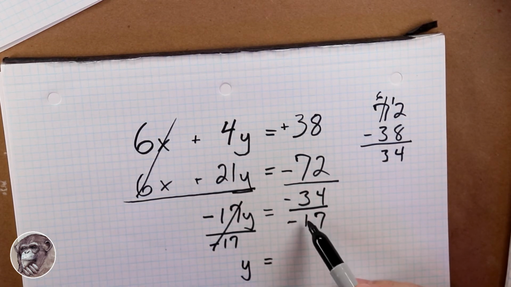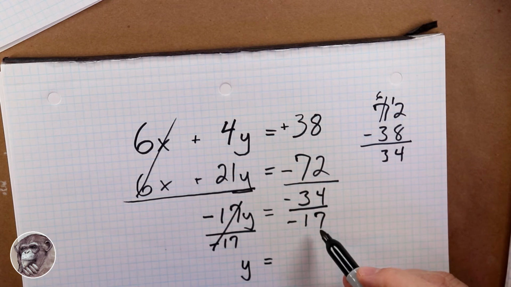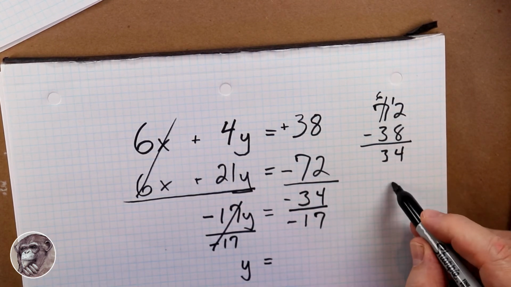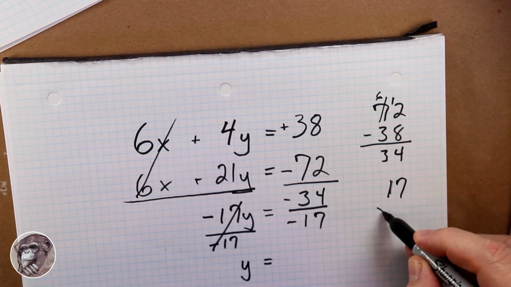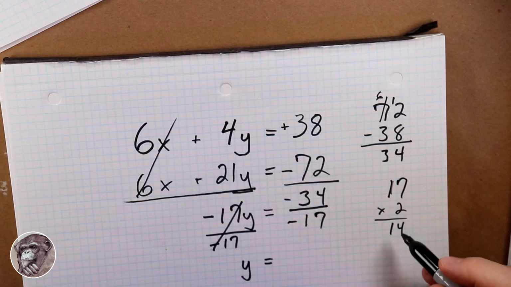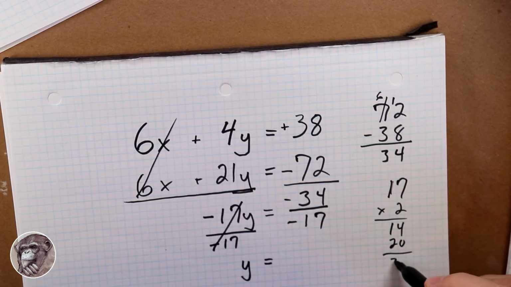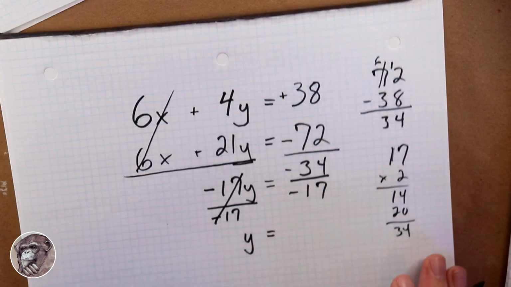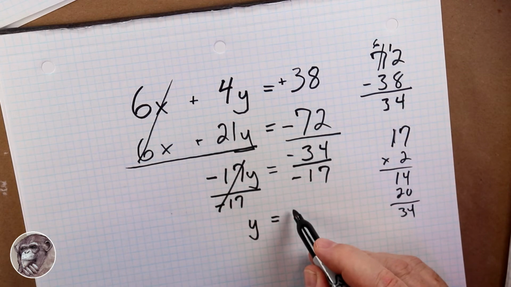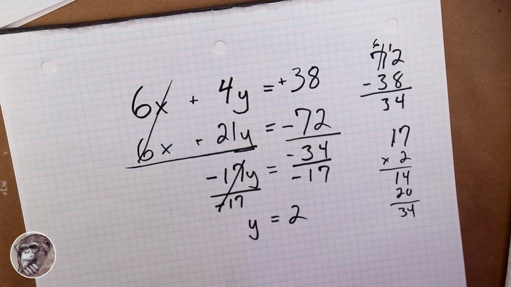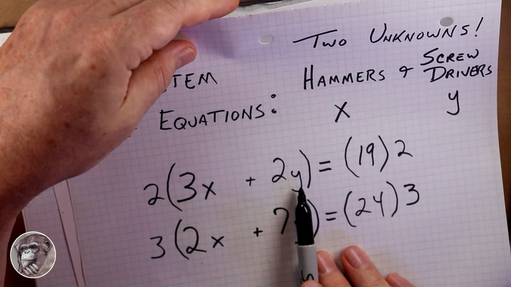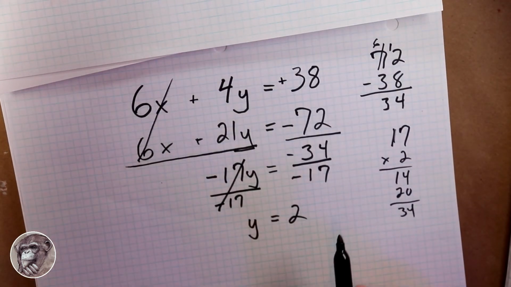Now again, this is going to be a positive, and I know that 17 goes into 34 twice, but just to show you, I'm going to do 17 times 2. So 2 times 7 is 14, 2 times 10 is 20, 20 and 14 is 34. Okay? So we know that the 34 over 17 is going to be a positive 2. So we found the first of our two variables here. So we found that y equals 2.